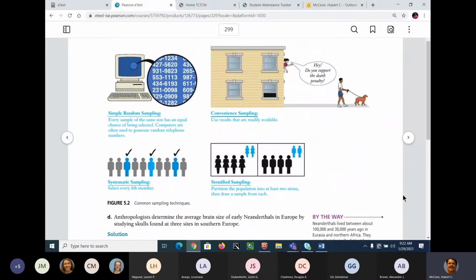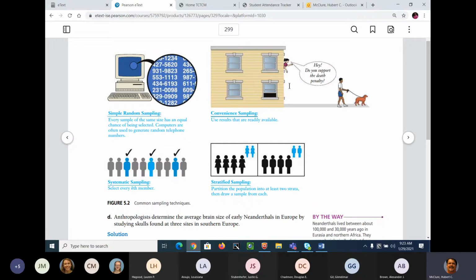Some of the computer programs that are used pick every 5th person or every 10th person in the phone book. There is convenience sample. Do you support the death penalty? Well, you could say that that would be inaccurate because he's walking his dog, so he cares about the health of his dog. So chances are that he doesn't believe in the death penalty. You could say that. I'm not saying that it's true. I'm saying that you could say this. Remember what I said about convenience sample.